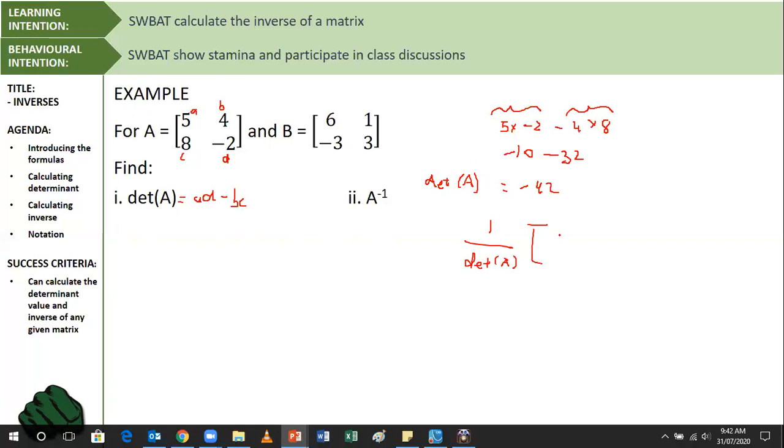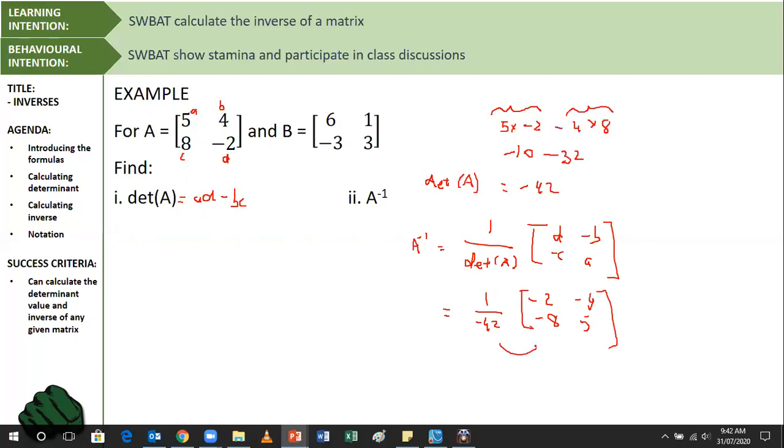So then it's D, minus B, minus C, A. So that's my inverse, and the notation is power of -1. So the way that it works is 1 over -42. And then my D is -2. My B, I've got to times it by -1, so now it becomes -4. And my C becomes -8. And then my A, which was up top, is now at the bottom. So that's what my new matrix looks like.